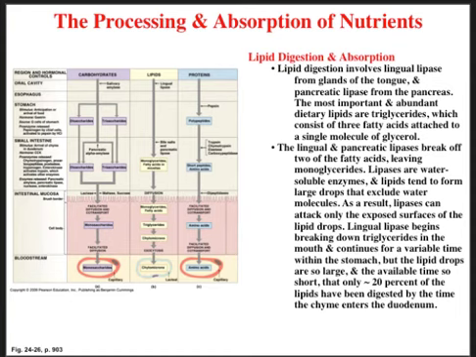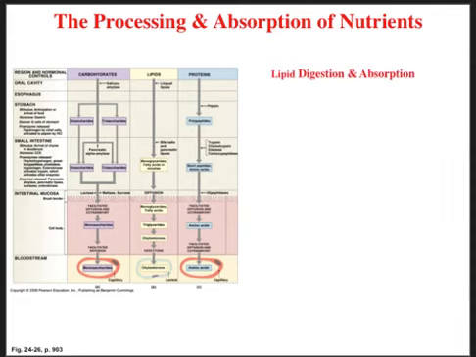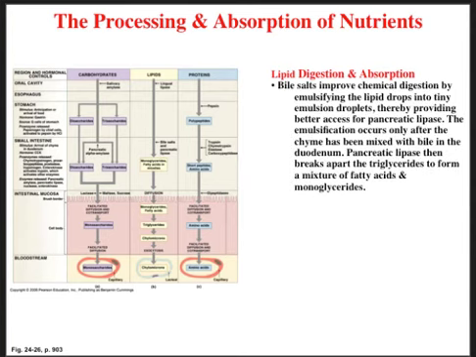Lingual lipase begins breaking down triglycerides in the mouth and continues until we reach the stomach, but the lipid drops are so large and the available time so short that only about 20% of the lipids have been digested by the time the chyme gets to the duodenum. So what are we going to do about this? Continue the digestion. And this is where we call the bile salts in to help us out. Bile salts improve chemical digestion by emulsifying the lipid drop, so it increases the surface area available for the lipases to act. And what this does is it further breaks down the triglycerides into monoglycerides and fatty acids.